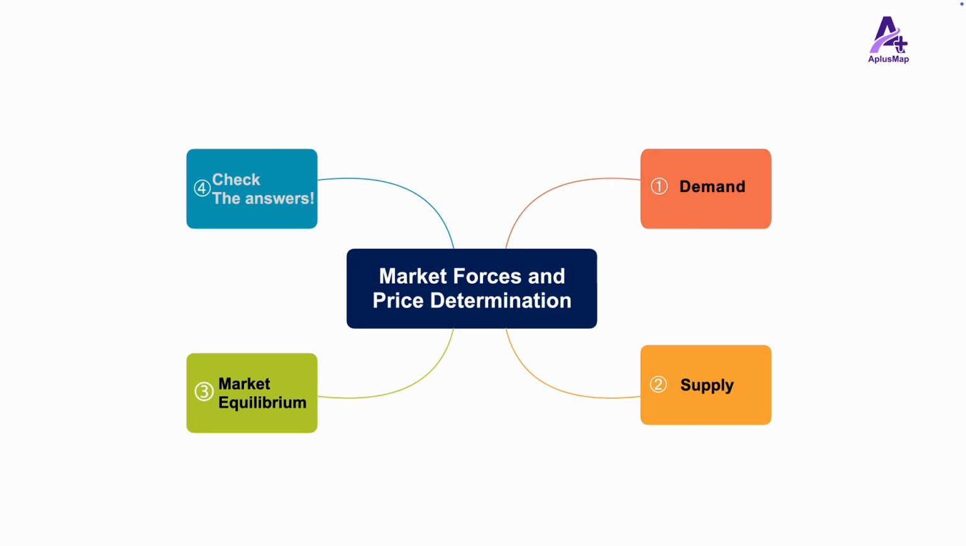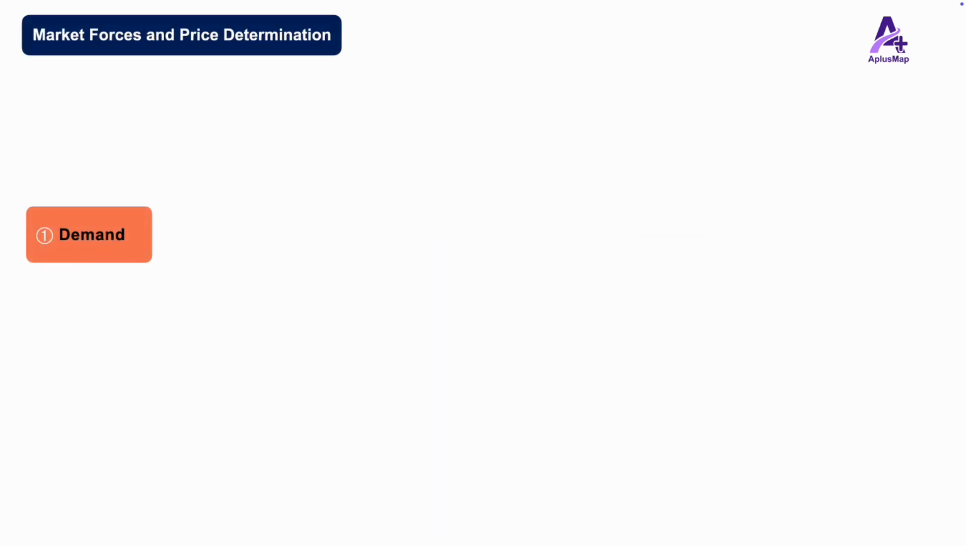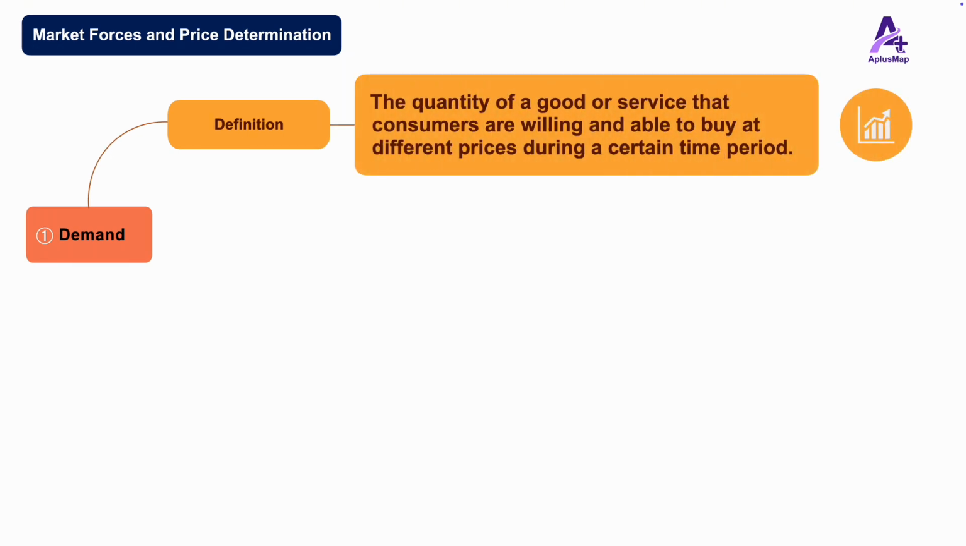Okay, let's unpack this. Like demand, first up. Demand. So in economics, it's not just like wanting something. It's more precise. Right. It's about being both willing and able to buy something at different prices over a certain time. Willing and able. That's crucial. Like, I might want a spaceship, but I'm definitely not able to buy one. So no demand for me there.